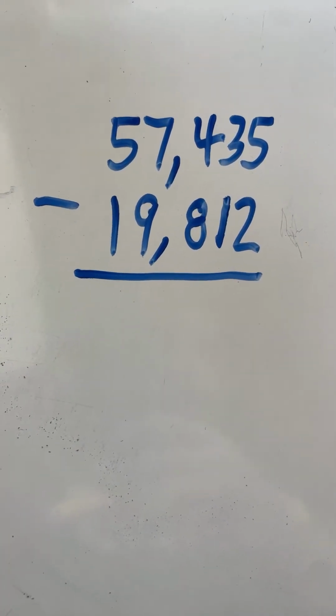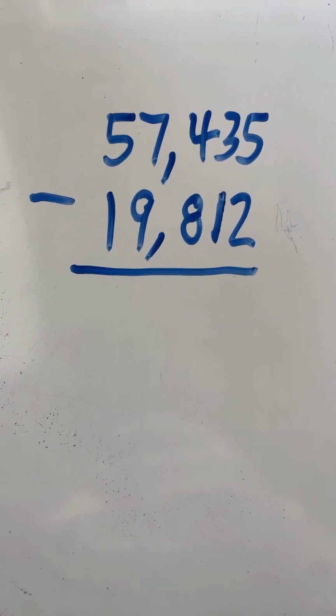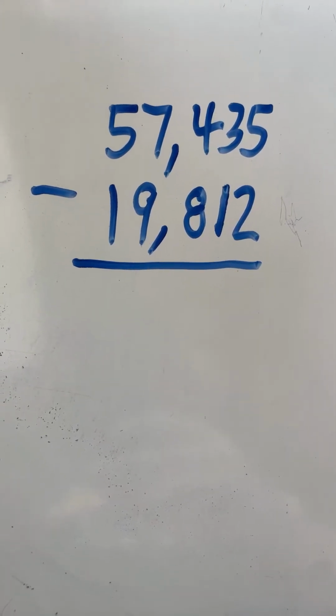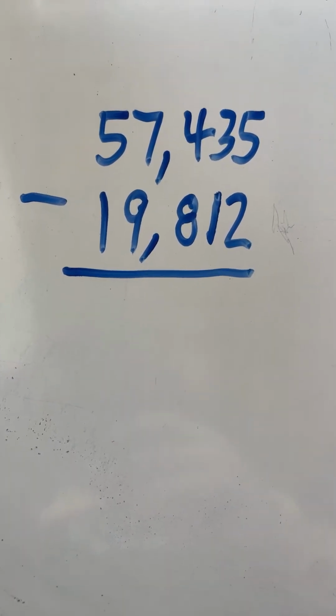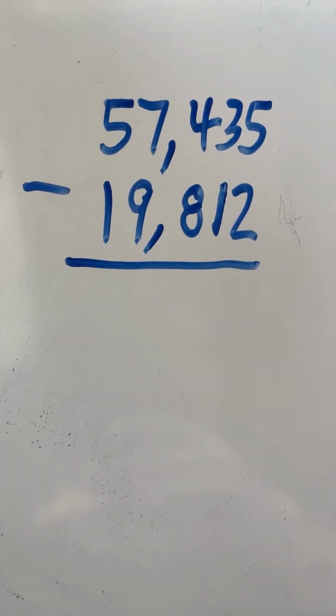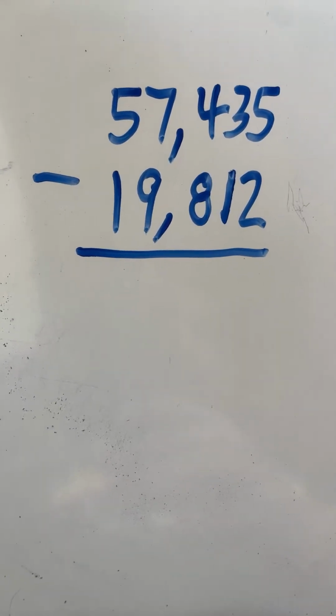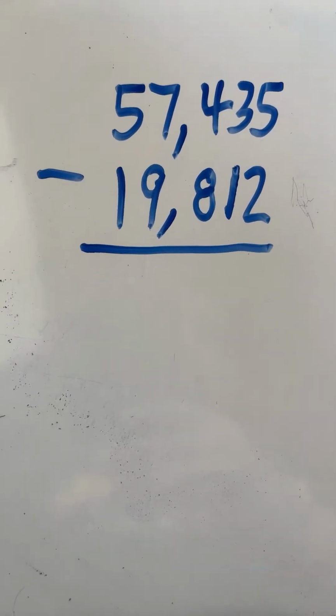All right, now our second example problem is 57,435 minus 19,812. So going through step by step how to solve that problem.